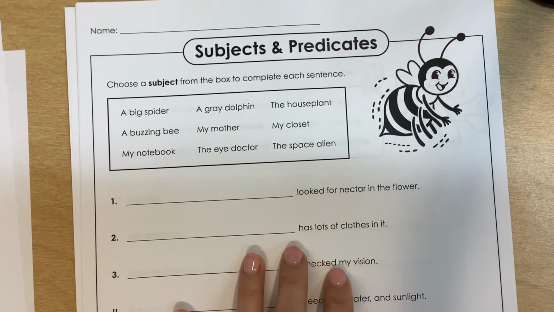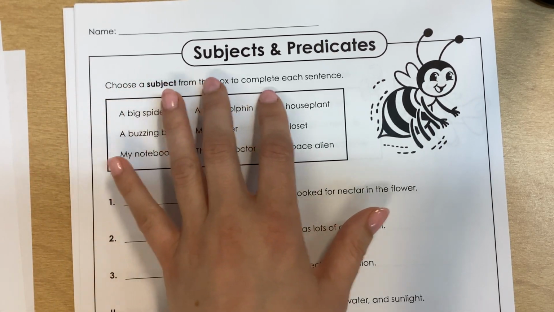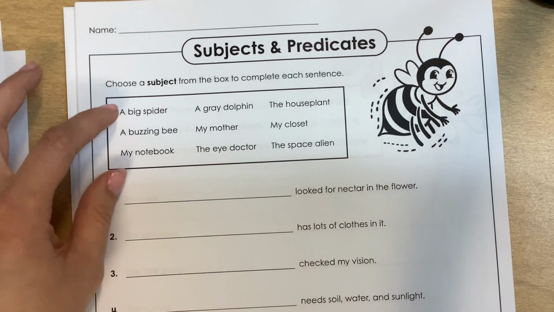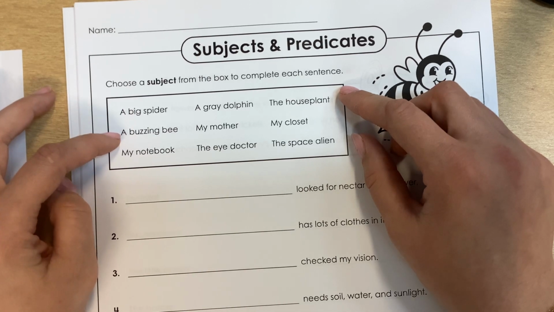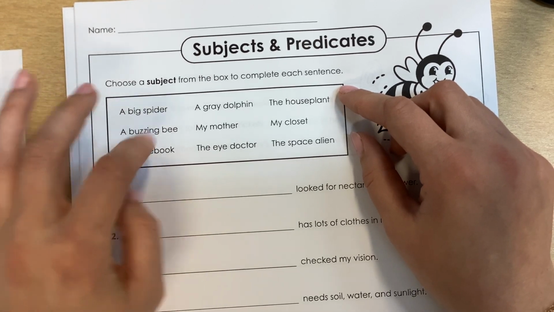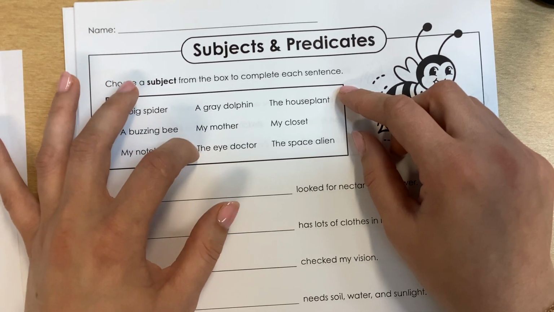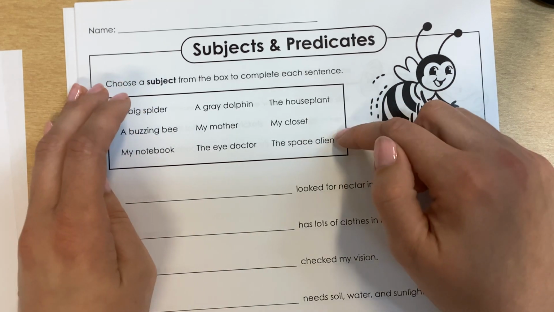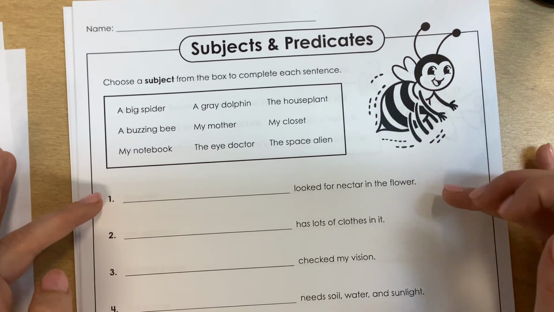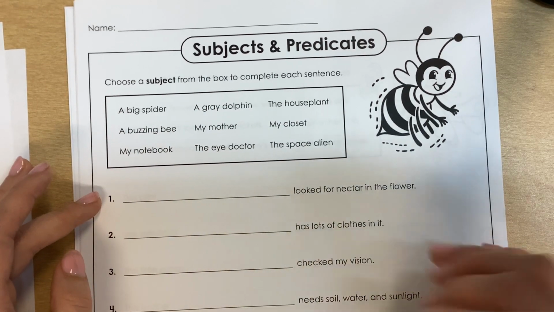So here we have more subjects and predicates. This one says choose a subject from the box to complete each sentence. So here are the subjects. We have a big spider, a buzzing bee, my notebook, a gray dolphin, my mother, the eye doctor, the houseplant, my closet, and the space alien. So this is fill in the blank. You have to put the subject in with the predicate where it would match.